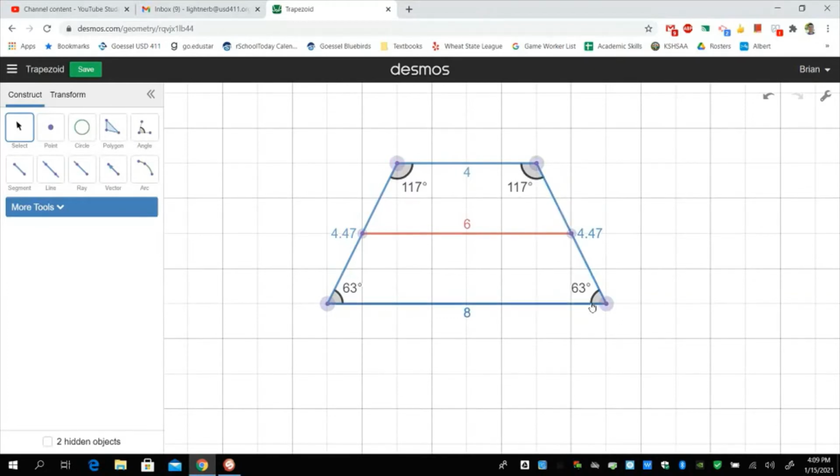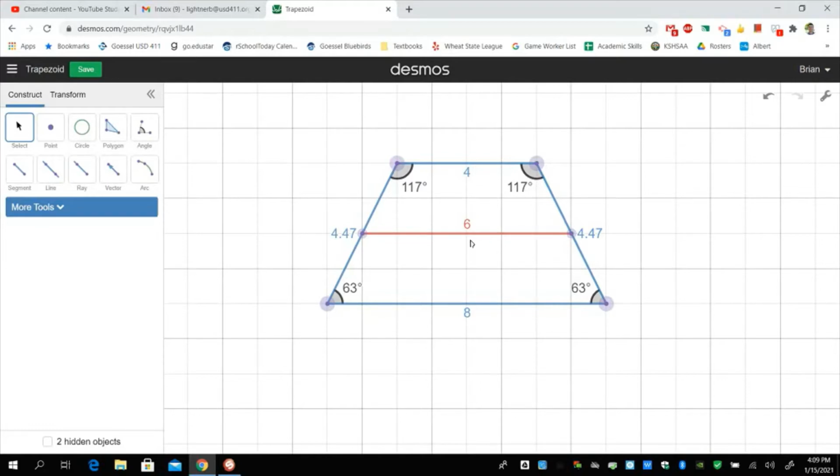Notice consecutive angles here create 180 degrees because these are parallel lines cut by a transversal, which is the side. So that's 117 plus 63 is 180. So a top angle and a bottom angle would add up to 180. When you get an isosceles trapezoid, the base angles are congruent to each other. And finally, this middle segment here, that's called the mid-segment.